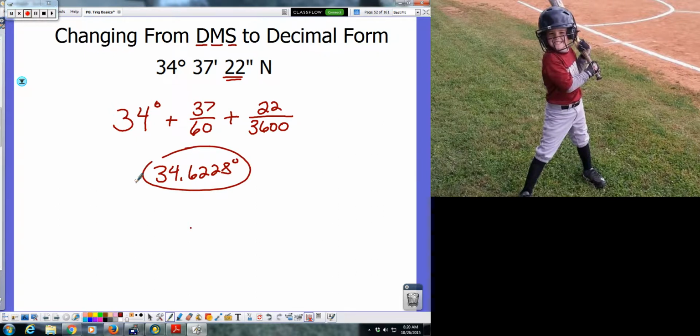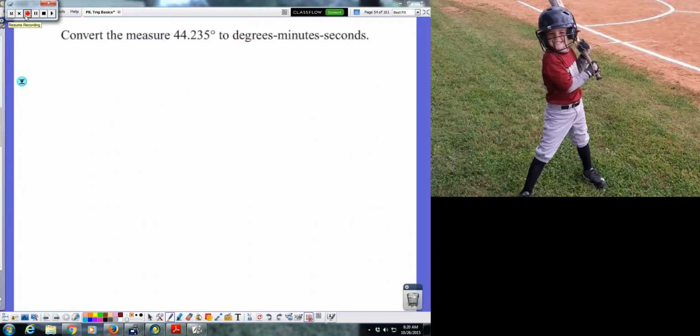So a little bit over 34.6. Okay, that's in decimal form. That's the form that you're used to seeing, not degrees, minutes, seconds. Okay, now let's go backwards.